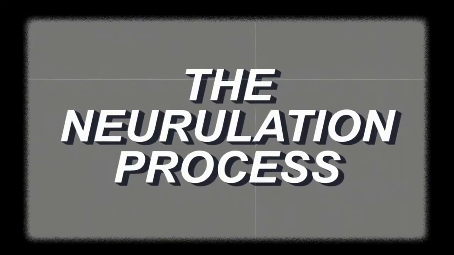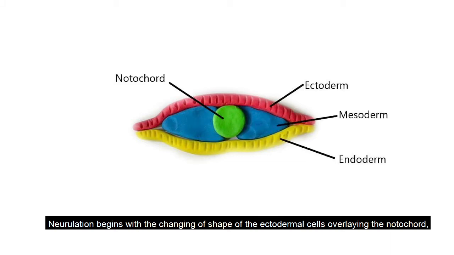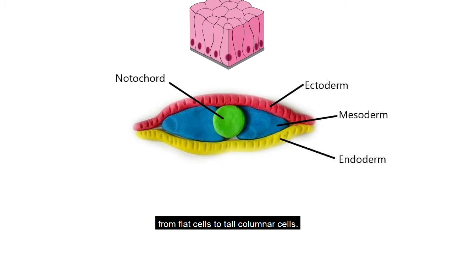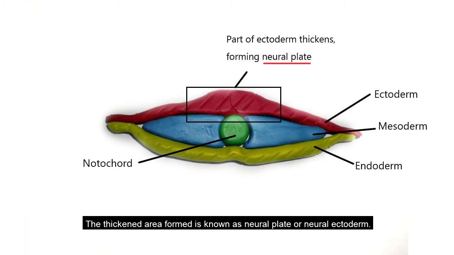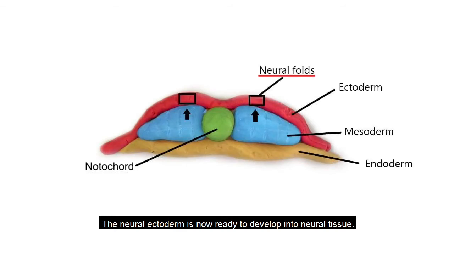The neurulation process. Neurulation begins with the changing of shape of the ectodermal cells overlaying the notochord, from flat cells to tall columnar cells. The thickened area formed is known as neural plate or neural ectoderm. The neural ectoderm is now ready to develop into neural tissue.